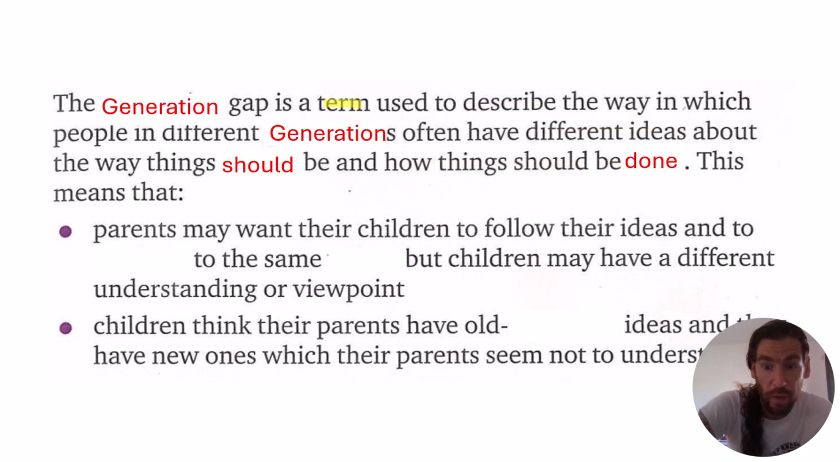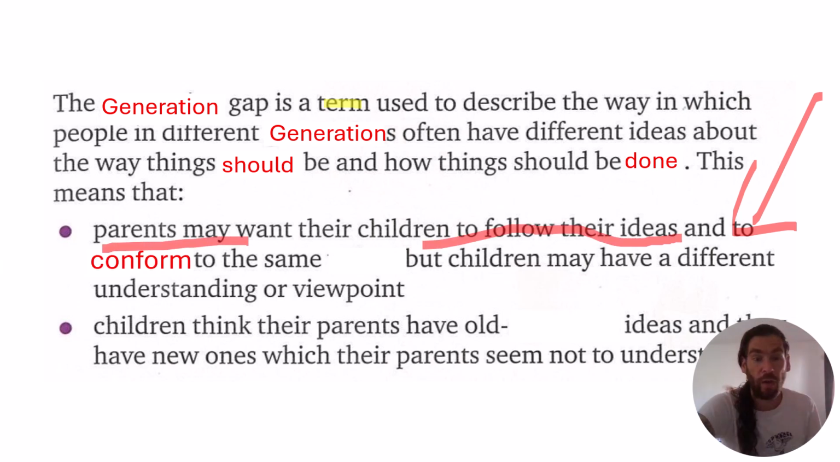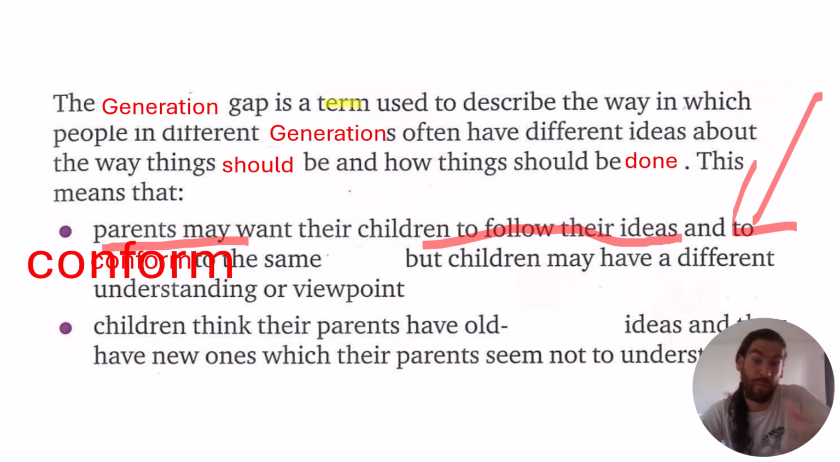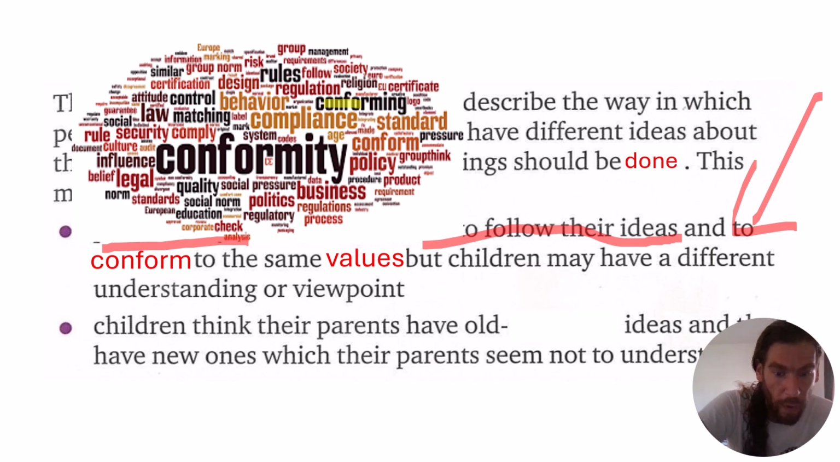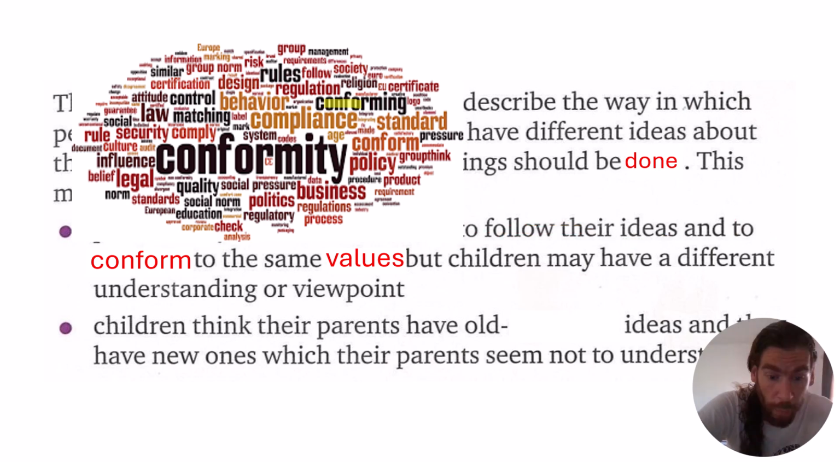And this means the following. This means that parents may want their children to follow their ideas and conform to the same, so adapt, behave, comply with the same values, which children may have a different understanding or viewpoint about. So parents may want their children to behave in the same manner. So I explained just a few videos ago that conformity is something that a lot of people do, adhere by, but different generations have different ideas about what is normal behavior. Yeah? And different generations may have different ideas about values and what conforming means.